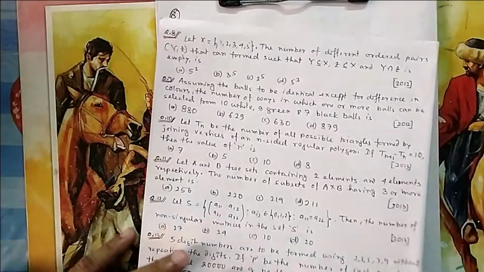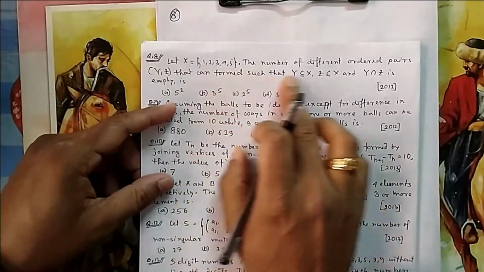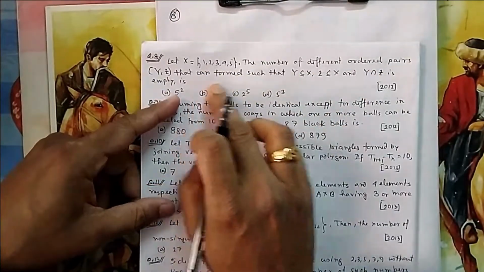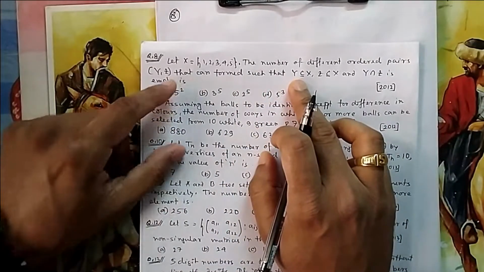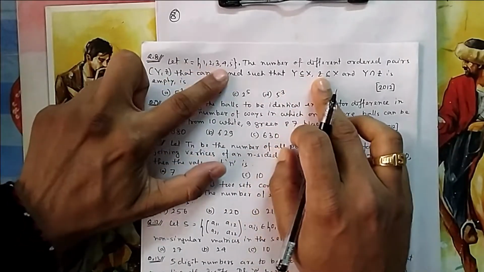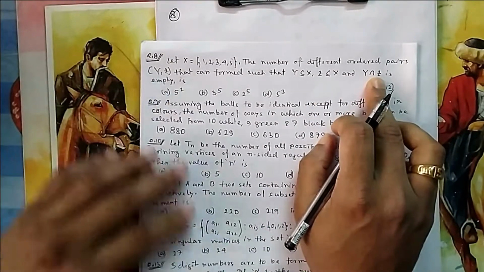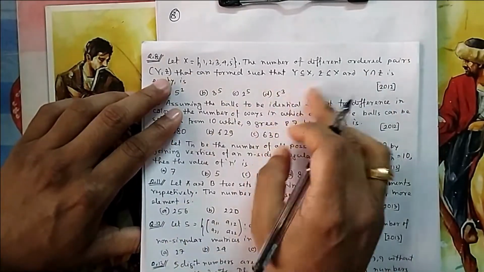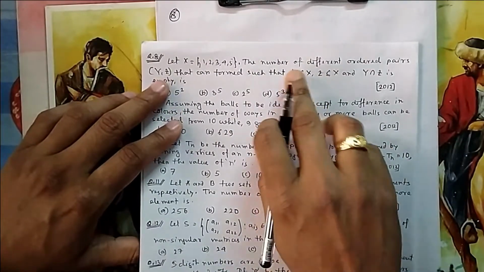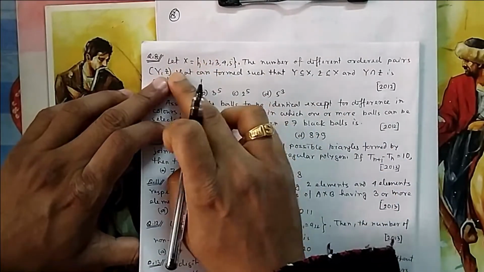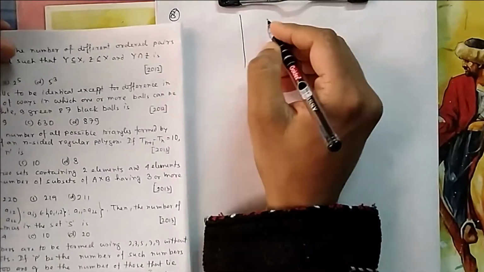Now if you come to question number 8, what is asked here? Let X be {1, 2, 3, 4, 5}. The number of different ordered pairs (Y, Z) that can be formed such that Y is a subset of X, Z is a subset of X, and there should not be anything common between Y and Z is. So how many subsets can you think of? There should not be anything common. If you give one number to Y, then you cannot give the same number to Z. So from that concept you can try it this way.